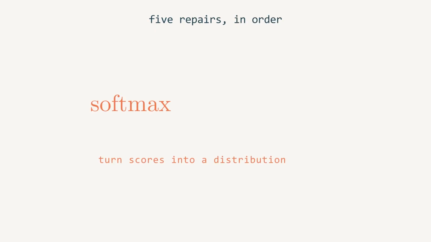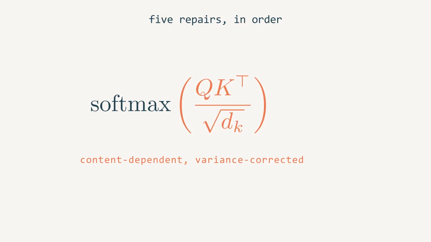Put them together. Read it right to left as a list of 5 repairs. V: take a weighted average, because uniform averaging destroyed the signal. QK transpose: score by content, because fixed weights can't adapt. Q and K separately, because one vector can't both ask and advertise. Divide by root d, because otherwise the softmax saturates and gradients die. Softmax, because scores must become a distribution before they can be weights. Not a formula to memorize. 5 repairs in order, each one fixing the thing the previous step broke.